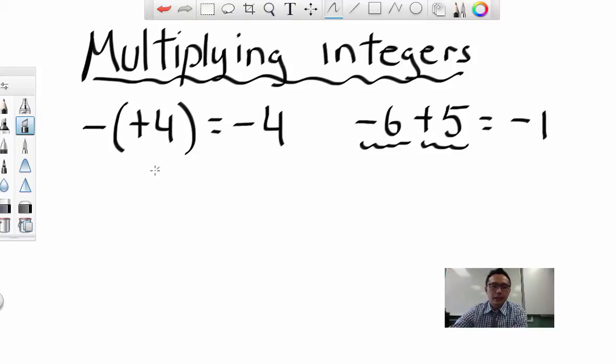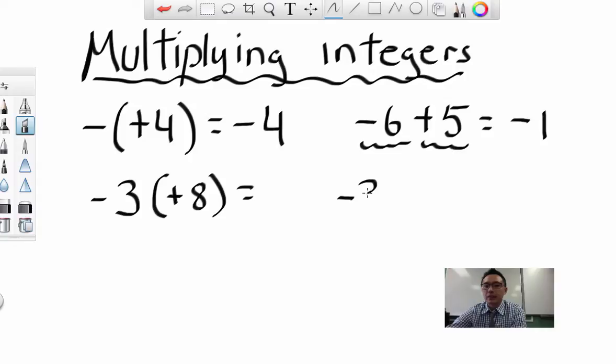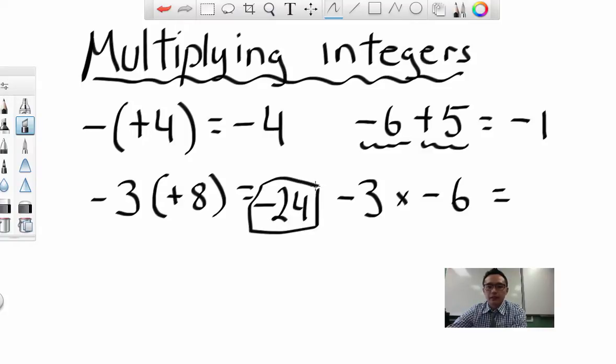Two different things. In multiplying integers, if you have something like negative 3 times positive 8, notice the brackets. You don't have to have brackets. Sometimes you can even have negative 3 times negative 6, like that. It means exactly the same thing. In this case, because there are brackets and they're multiplying, negative and positive gives you a negative. 3 times 8 is 24. So the answer is negative 24.